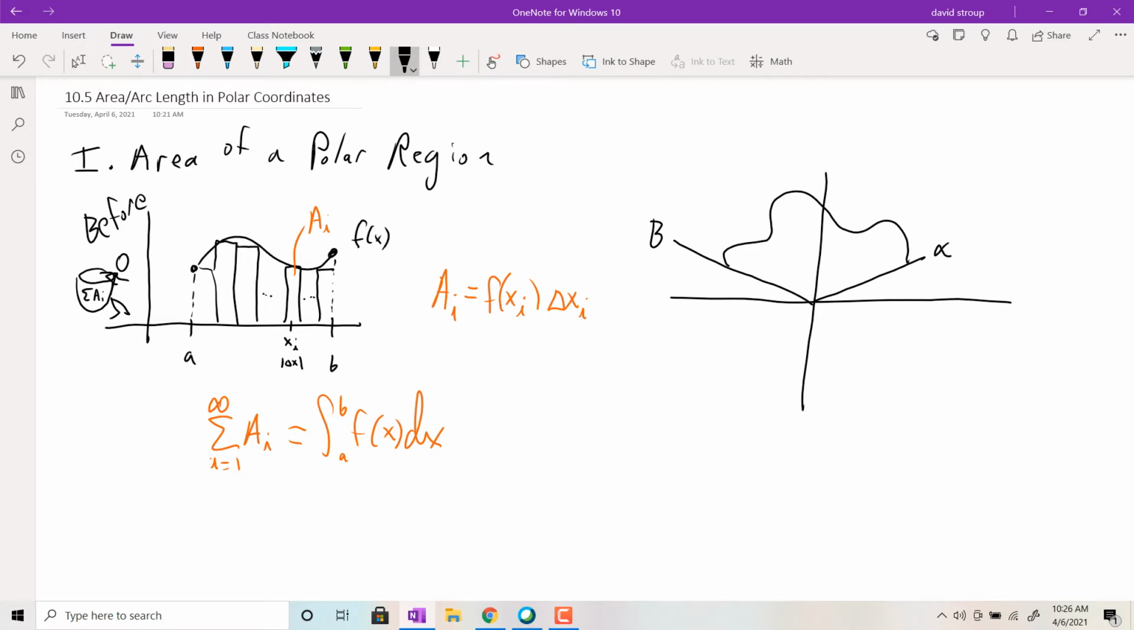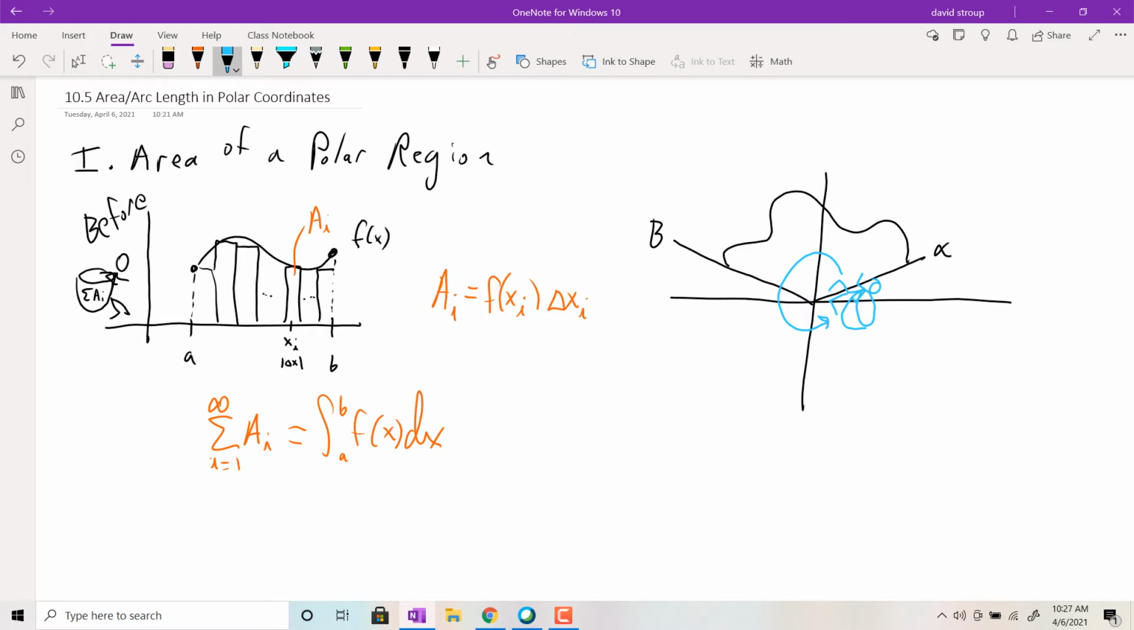Okay, so the geometry is a little bit different, and not only that, the Riemann Man orientation is a little bit different as well. So for the Riemann Man, what is he doing this time? He's kind of like running around in a circle. Okay, that's kind of how I envision it. So he's kind of like this with his bag of areas, and he's looping around like this.